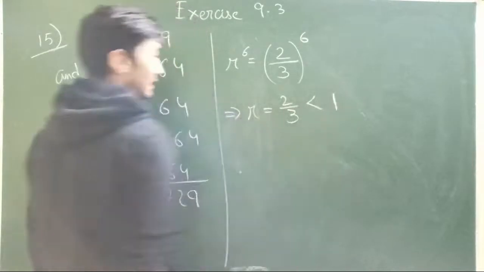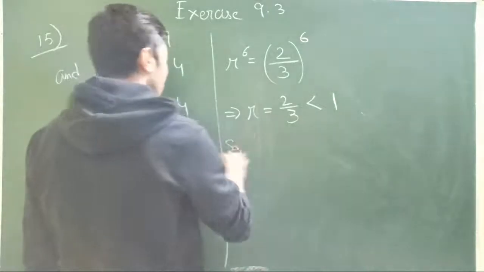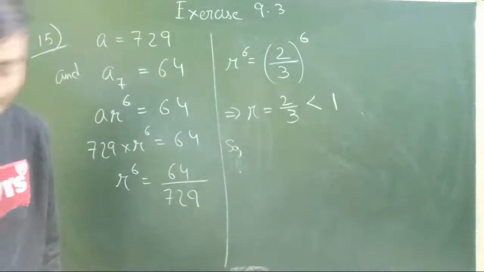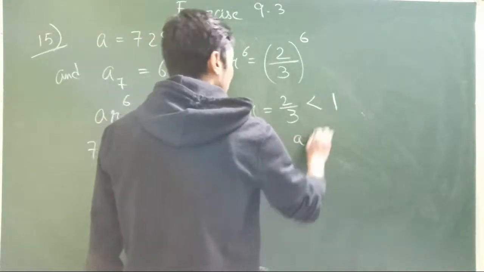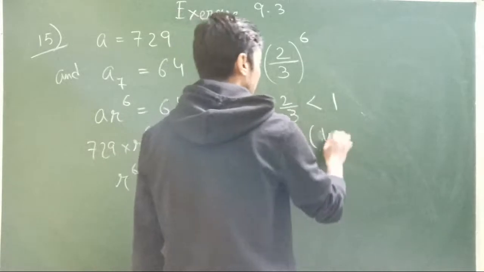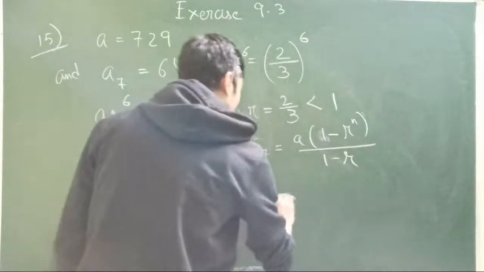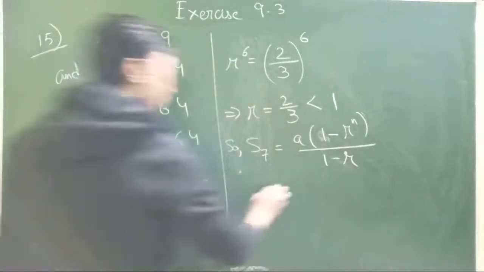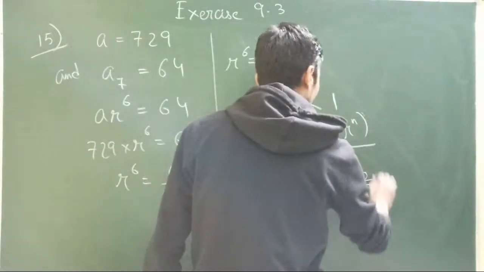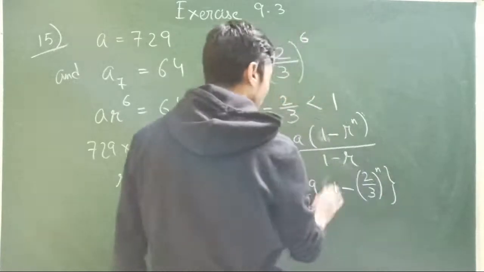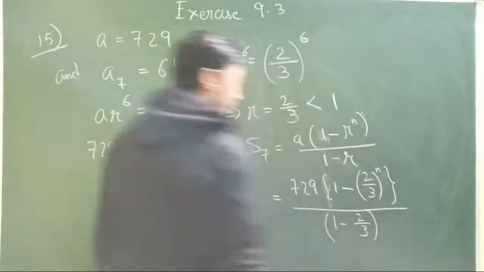2 by 3 of course is less than 1, it's a fraction less than 1. Fine then. So we have our value of R, and we're supposed to find out S7, no problem at all. Then S7 will be A into, once again I'll write down, R is less than 1, so 1 minus R power n upon 1 minus R. So that value will be A value, 729, into 1 minus R value, 2 by 3 whole power n. So maybe I'll use the second bracket here, all divided by 1 minus 2 by 3.